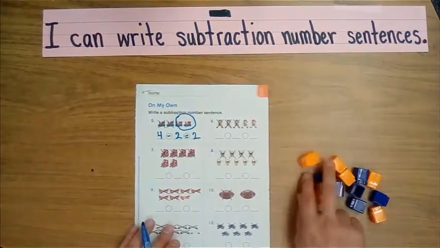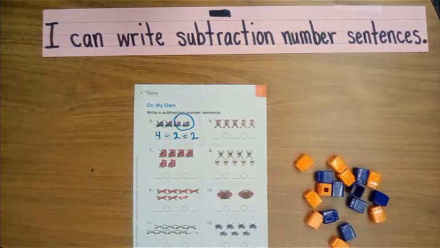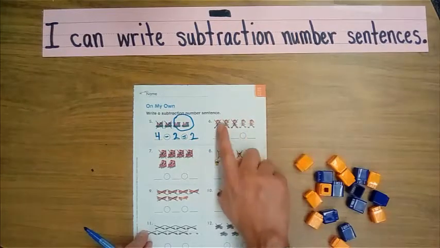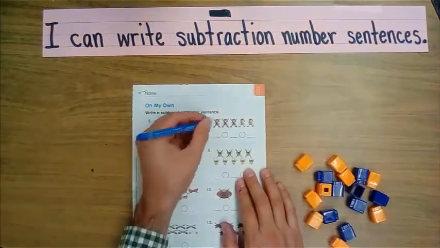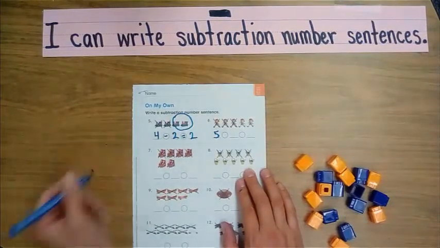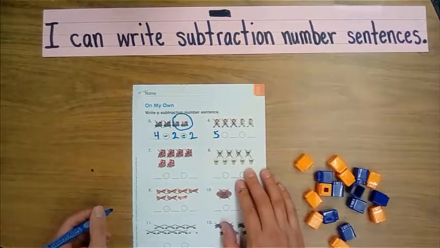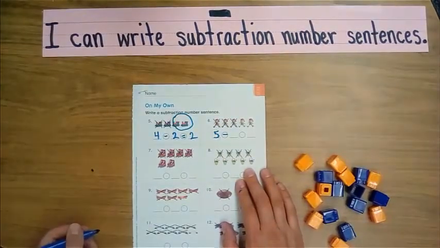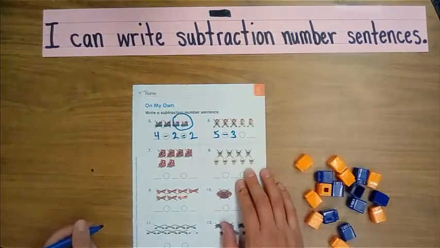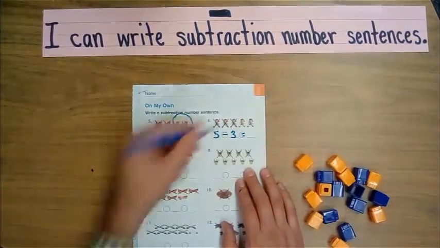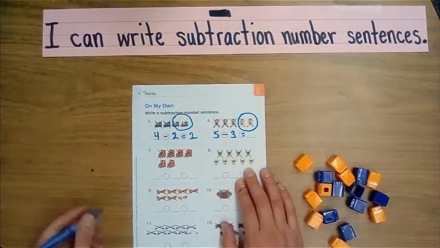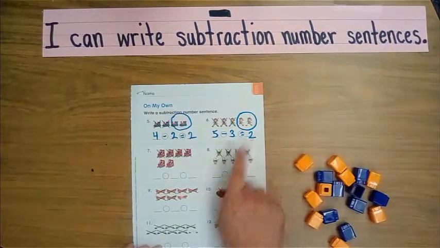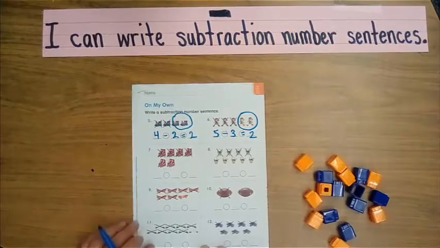Okay, now let's try to do these without the blocks and maybe use the pictures. So how many dolls do we have here in all? 5. That's correct. And how many did we subtract? 3. So I'm going to say 5 minus 3, or subtract 3, equals, what's the difference? That's right, the difference is 2. 5 minus 3 equals 2 is how we would read that sentence.